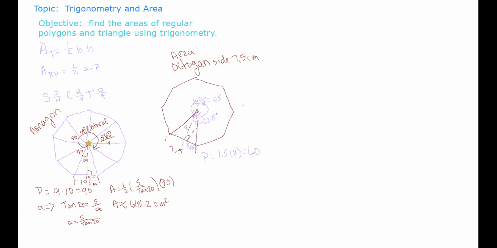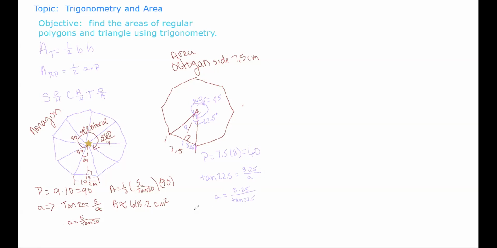So I have an opposite and an adjacent. So again, I'm back at my tangent here. The tangent of 22.5 is equal to 3.25, the side opposite it, over the apothem. And I'm going to cross multiply and divide. I'm going to get that the apothem is 3.25 over the tangent of 22.5.